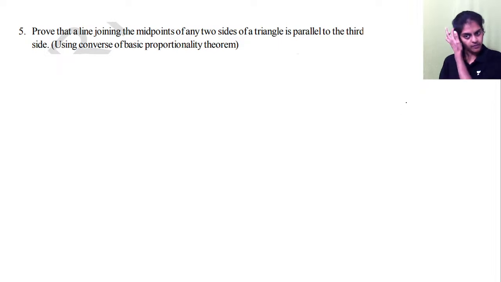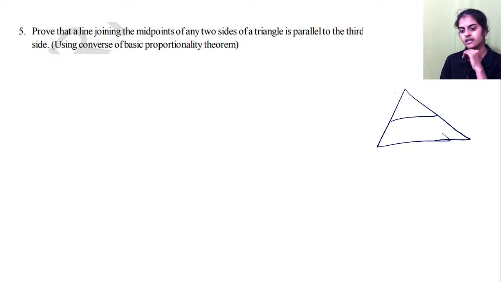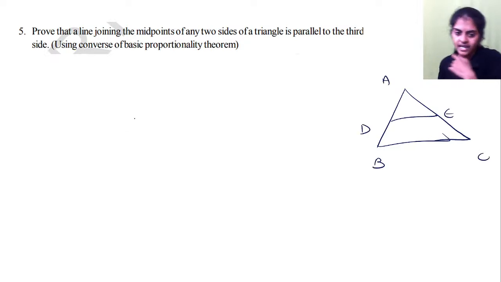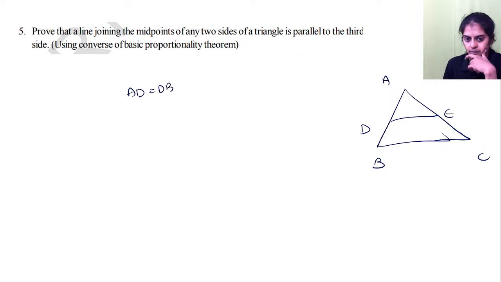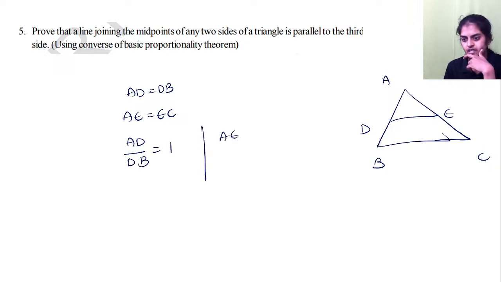Prove that the line joining the midpoints of any two sides is parallel to the third side. Suppose I have a triangle ABC, and D and E are the midpoints of AB and AC. Which means AD equals DB and AE equals EC. So if I take the ratio AD by DB, it will be equal to 1. Both are equal, no? If I take the ratio AE by EC, that also will be equal to 1.